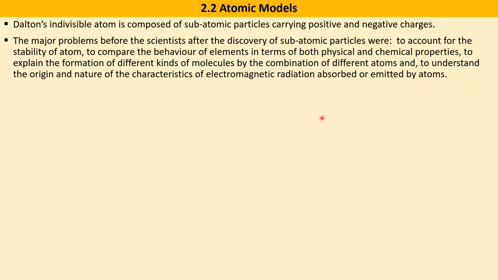So, keeping this in view, different atomic models were proposed to explain the distribution of these charged particles in an atom. Although some of these models were not able to explain the stability of atoms, two of these models, one proposed by J. J. Thomson and the other proposed by Ernest Rutherford, are discussed in these sections. First, let us take up the Thomson model of the atom.